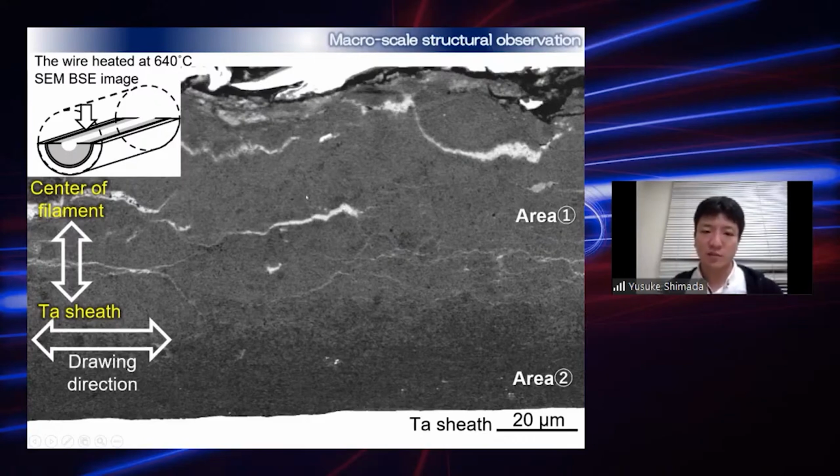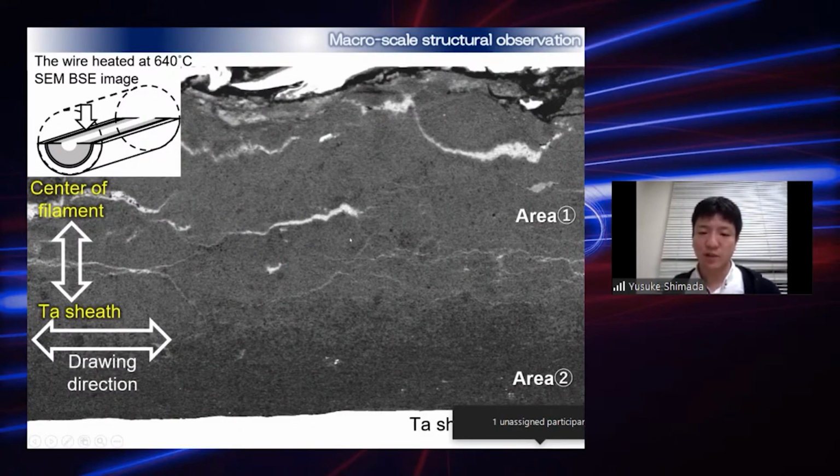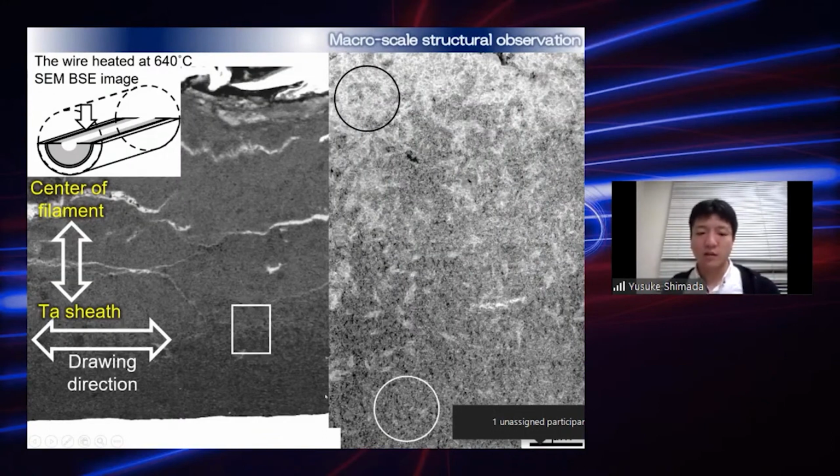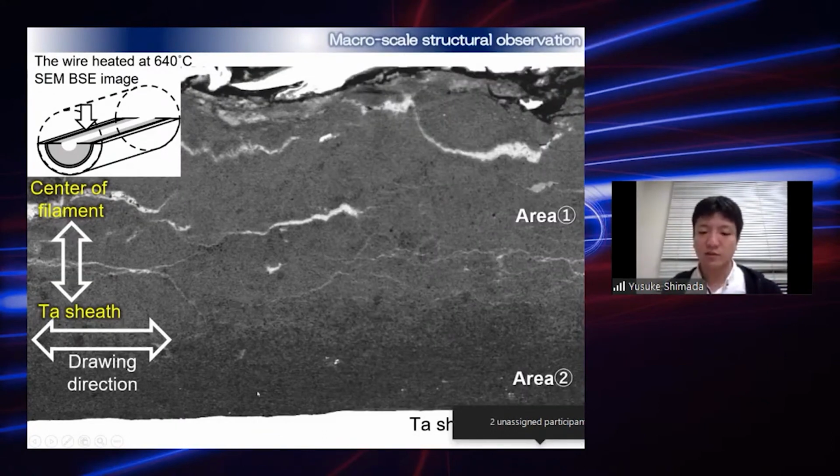So this is an image of the wire heated at 640 degrees, and this wire has the highest value of critical current. And this direction is the drawing direction. It corresponds to the electrical current direction. So it seems there is a brighter area close to the center of the filament, and a dark area close to the metal sheath, and the brightest area is here.